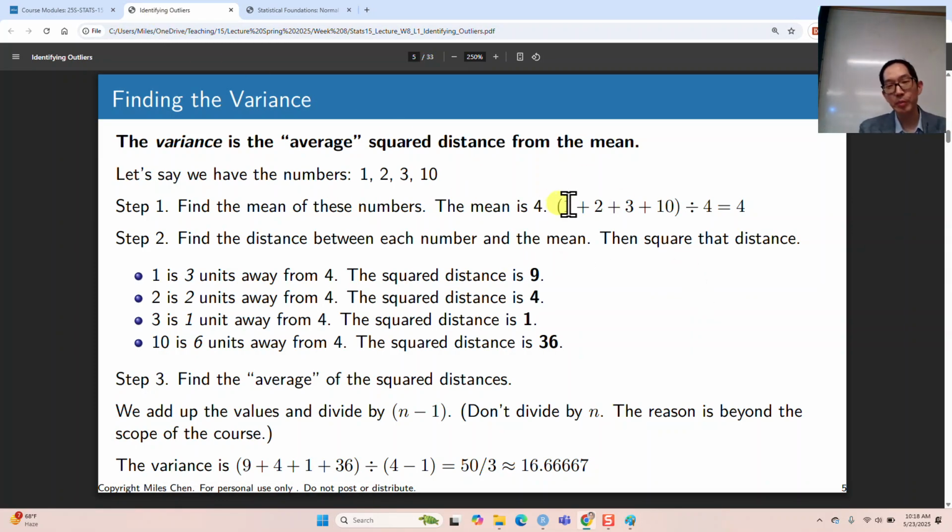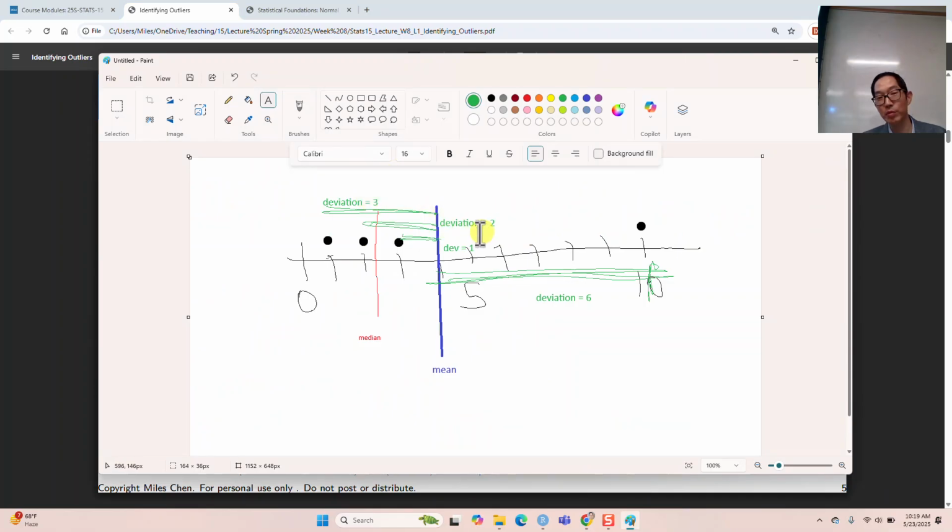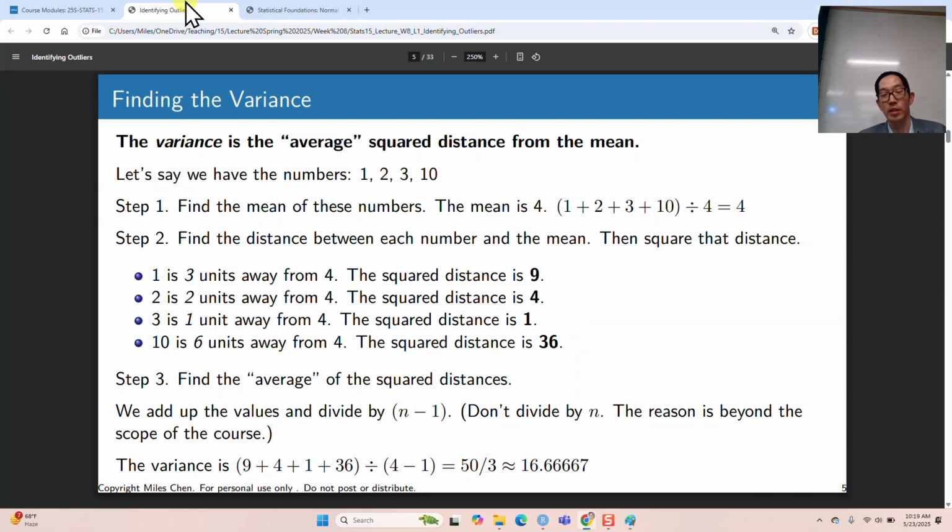So anyway, the mean is 4, and we're going to find the distance from each number to the mean. So these are the deviations. 1 is 3 away, 2 is 2 away, 3 is 1 away from the mean 4, and 10 is 6 away from the mean 4. So we're calculating all of these deviations: 3, 2, 1, and 6. And then we're going to average the squared deviations. So we do 3 squared, 2 squared, 1 squared, and 6 squared. We get 9, 4, 1, and 36.